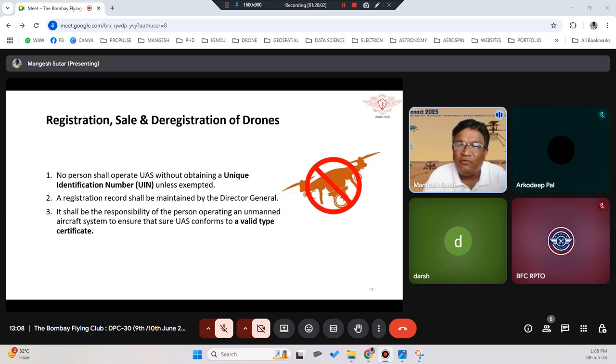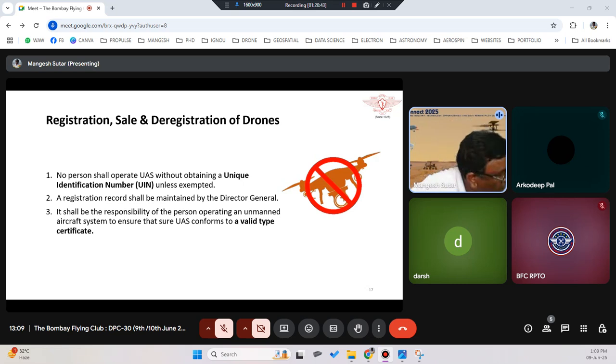Now let's see, whatever drones you are flying, you need to make sure those drones are registered on the digital sky platform. So right from registration, for sale and deregistration of drones, you need to have a UIN number. So no person shall operate an unmanned aircraft system without obtaining a unique identification number unless exempted. Unless you are exempted from having a UIN number. For example, nano drones are exempted from UIN numbers. You can fly a nano drone because nano drones are very small, tiny drones.